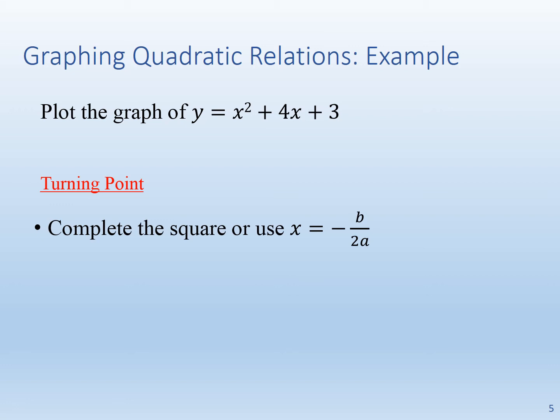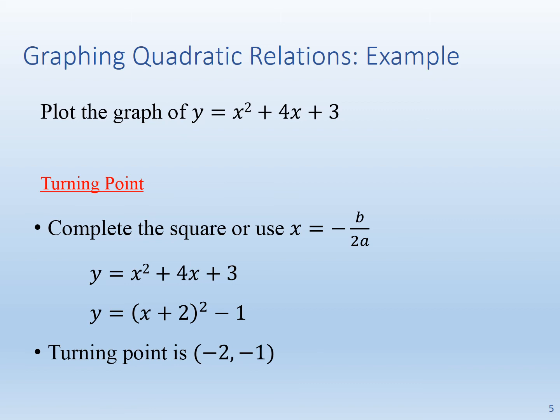We can do this by completing the square or using x equals minus b over 2a. Starting with our function, we will complete the square here. Our 2 squared is 4. 4 minus 1 will give us the 3. And our middle term there is 2 times the 2 times the x. So our turning point there is minus 2 with minus 1.